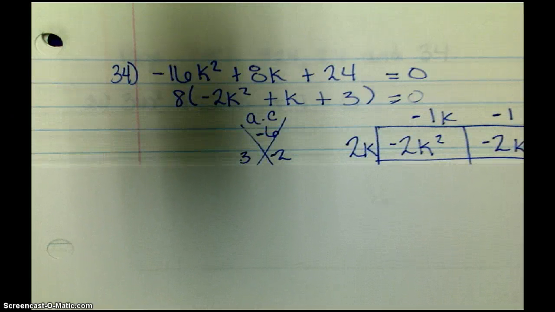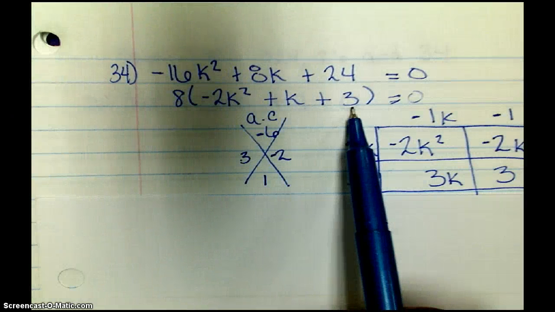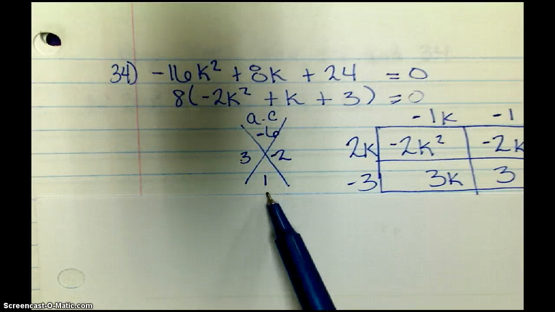Okay. The leading coefficient is still greater than 1, so I'm going to have to use the X box method again. When I do that, my first term times my last term is going to be negative 6. My middle term is 1.